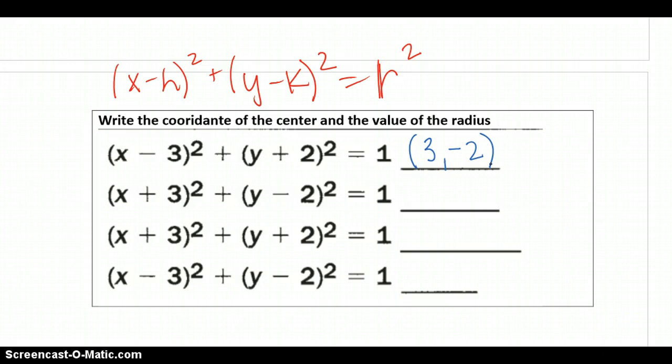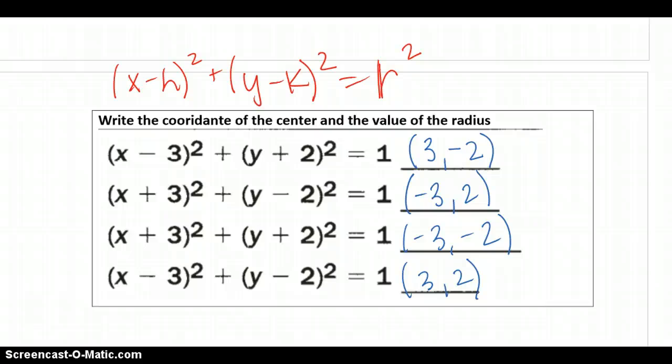On the second one, what's our center going to be at? Negative 3, positive 2, just the opposite of what it looks like. The third one will be at negative 3, negative 2. And the last one will be positive 3, positive 2. So this just wants you to see that whatever it looks like h and k is, you have to do the opposite sign.